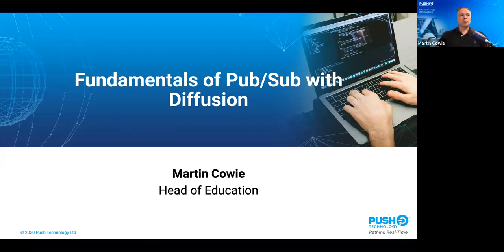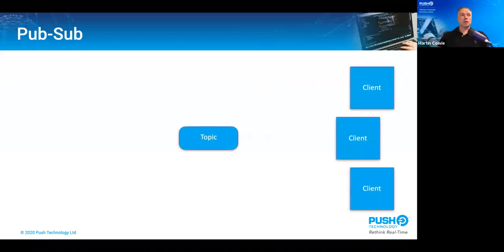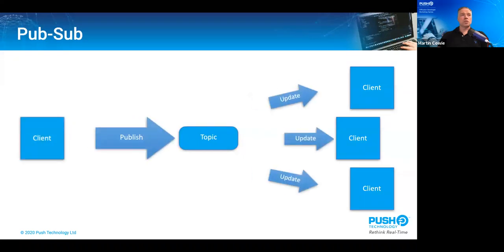I promised you a code-first approach to this subject, but before we get to the good stuff, let's take a moment to explore what we mean by PubSub. PubSub is the primary model of data distribution used by Diffusion, and central to that is the concept of a topic. Clients subscribe to a topic. When data is published to the topic, the Diffusion server pushes an update out to all of the subscribed clients.